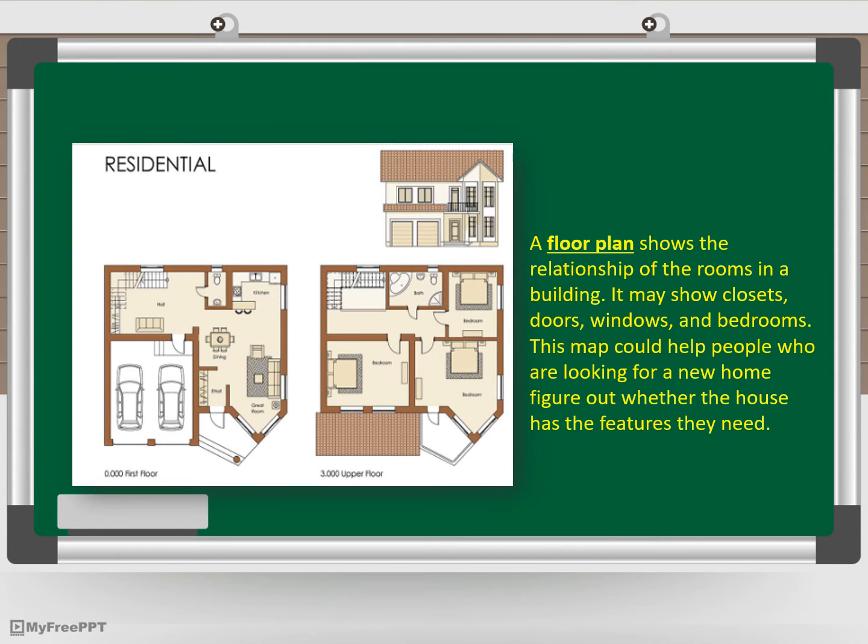Okay, look at the picture, grade 4. It is an example of a floor plan. Have you heard about it? A floor plan shows the relationship of the rooms in a building. It also shows closets, doors, windows, and bedrooms. So this kind of map helps people who are looking for a new home figure out whether the house has the features they need. In short, grade 4, this floor plan provides a way to visualize how people will move through the space.